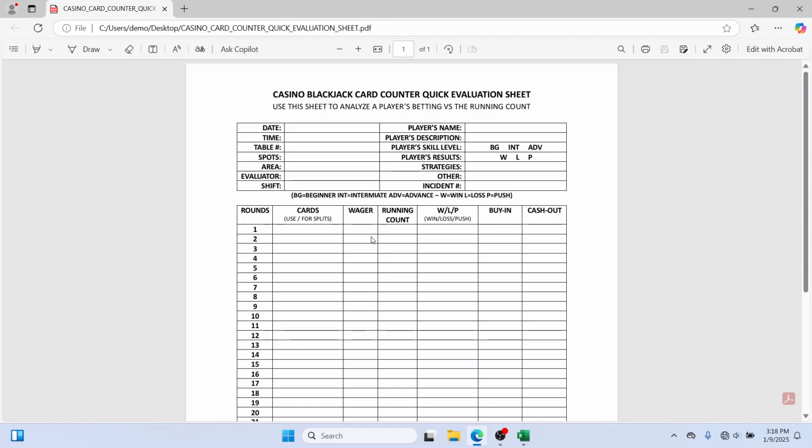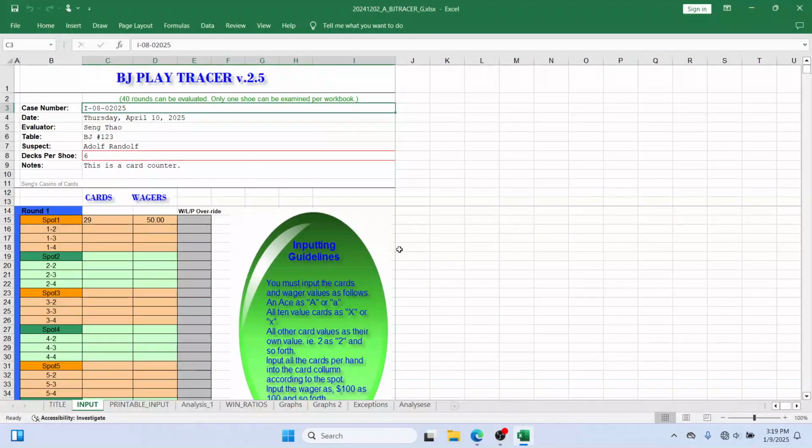You have to input the cards, and many times you have to actually save the footage and then rewind the footage to make sure you input all the cards correctly. So I built this software to help make the process easier. It's very similar. You'll put in your information up here, and you'll input your cards in here.